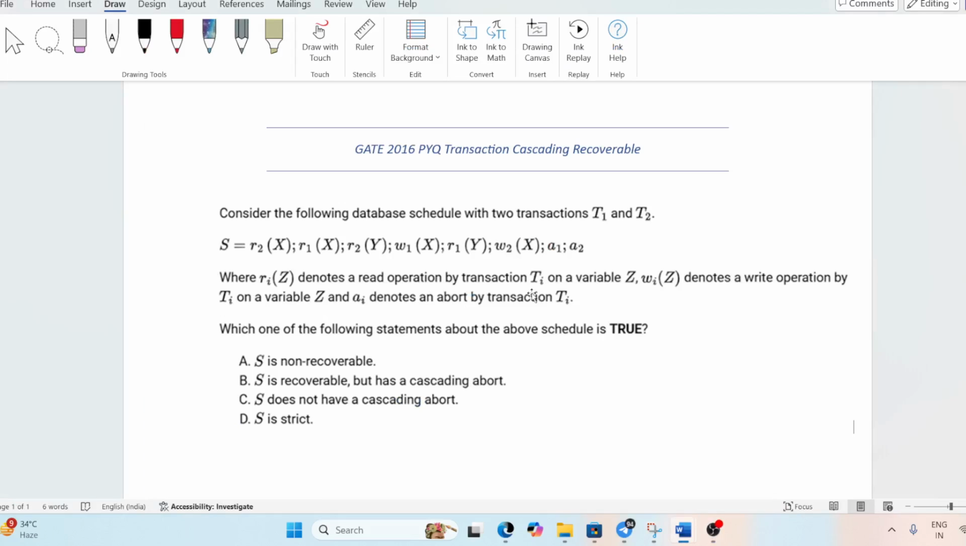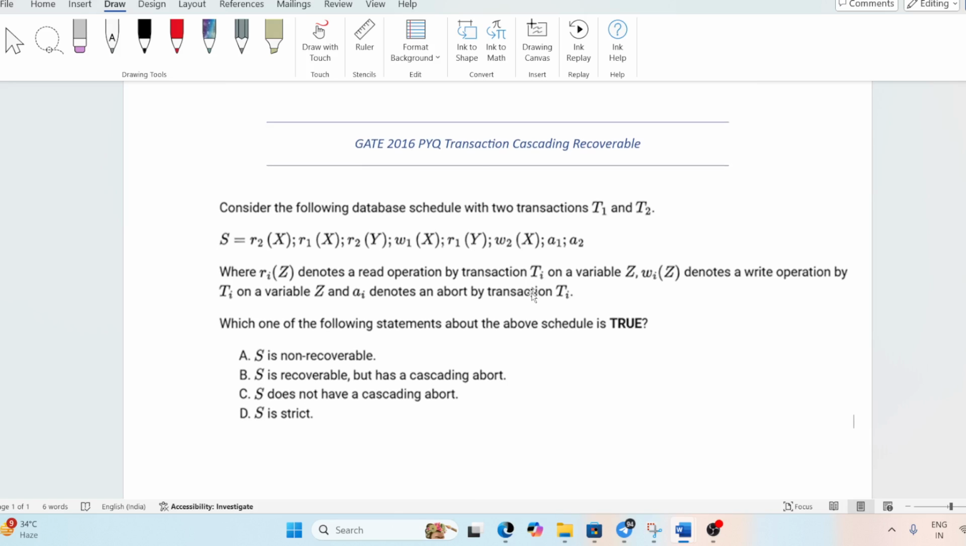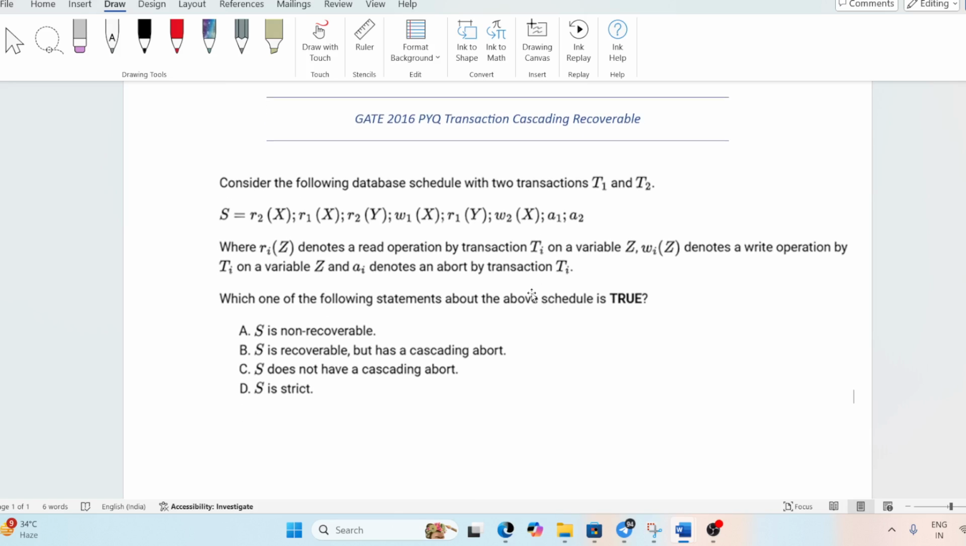Here is a question asked in the GATE examination, GATE CSE 2000, related to transactions. If your basic concepts about transactions are clear, you are able to solve the question. Otherwise, I will explain how to solve it. First, we have a statement, and it asks which of the following is true. So let's solve the question.